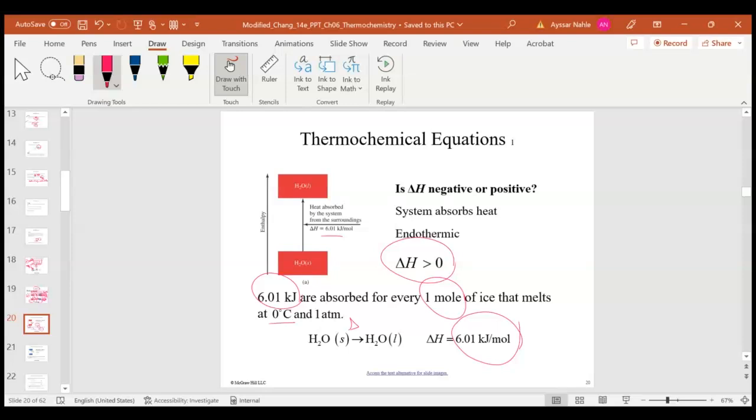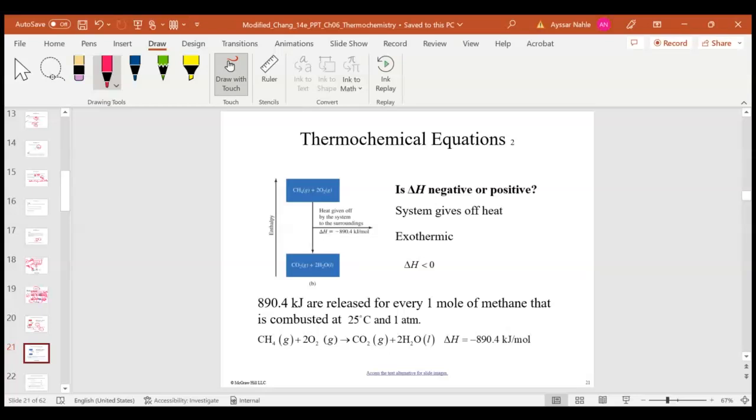Okay, so that's the enthalpy change. We move a little bit further. Is the delta H positive or negative in here? It is going to be negative, of course, because you're burning, and that's what we said before. Let's have a look at this example.